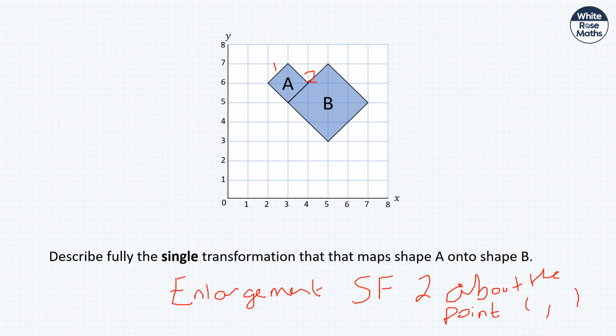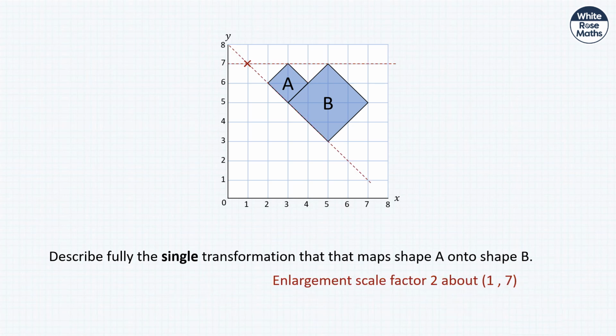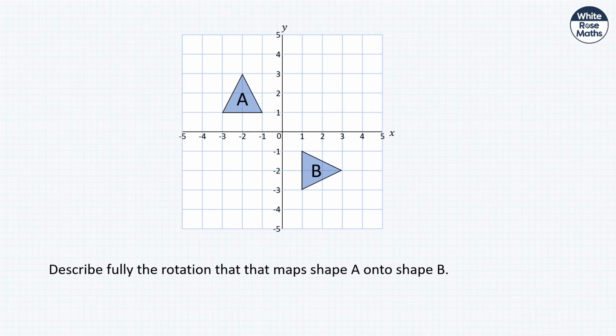So what we'll do is extend these lines. So the coordinates would be 1, 7. Again, it's not drawn exactly to scale there, or drawn without a ruler. Make sure you take a ruler in your exam, guys. There we go. Okay, next one.